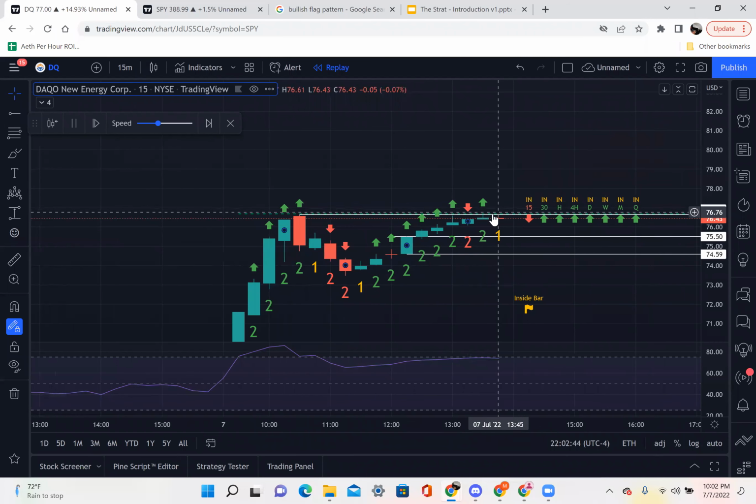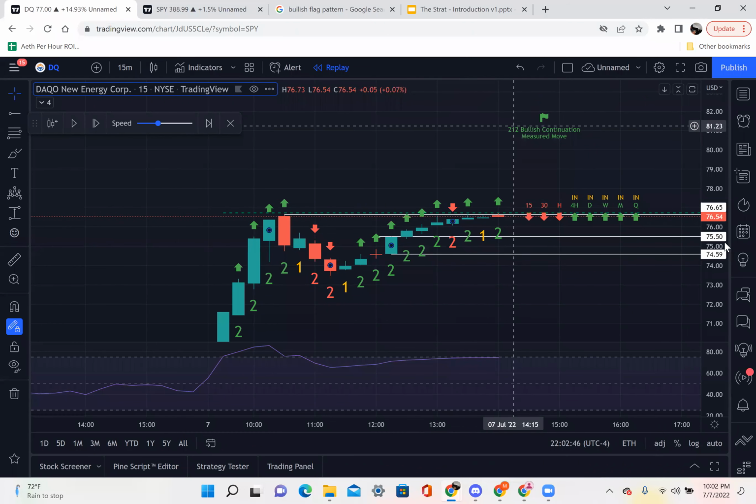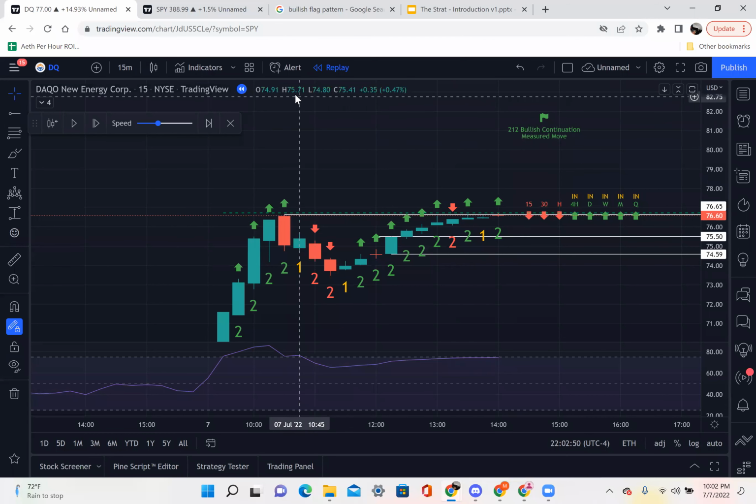There you go. Hit your target. 75, it was 65, right? This candlestick, so you don't think I'm lying. Let's look at the high right here. 75.68, hit your target, get out of your trade. Successful trade. And that's why I love the Strat, right?